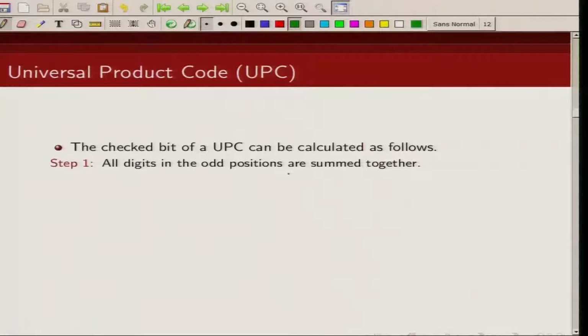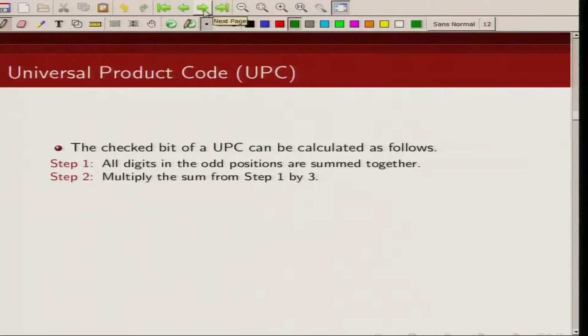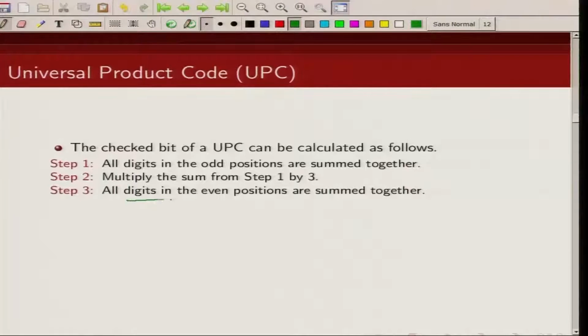All digits in the odd positions are summed up. So, you have this UPC number which is like A1, A2, A3, A4 up to A12. Then what you are going to do is you are going to add up all the numbers in the odd locations, that is A1, A3, A5 like that, and multiply the sum by 3. And to that you are going to add all the digits in the even positions, A2, A4, A6 like that.